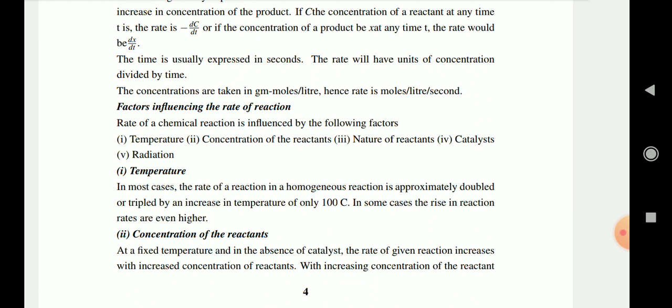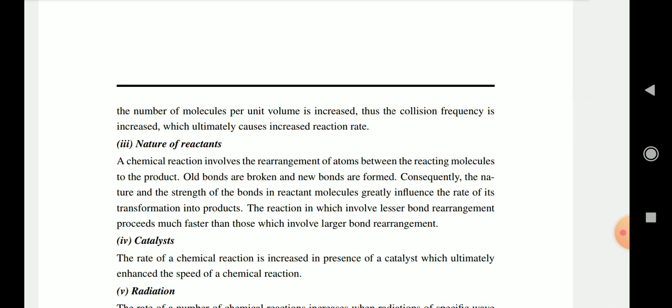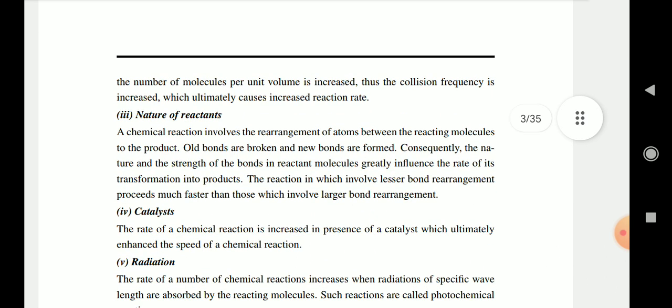Concentration of reactants. At fixed temperature and in the absence of catalyst, the rate of a given reaction increases with increased concentration of reactants. With increasing concentration of reactant, the number of molecules per unit volume is increased, thus collision frequency is increased, which ultimately causes increased reaction rate. Nature of reactants. A chemical reaction involves the rearrangement of atoms between the reacting molecules to form the products. Old bonds are broken and new bonds are formed. Consequently, the nature and the strength of the bonds in the reactant molecule greatly influence the rate of its transformation into products.